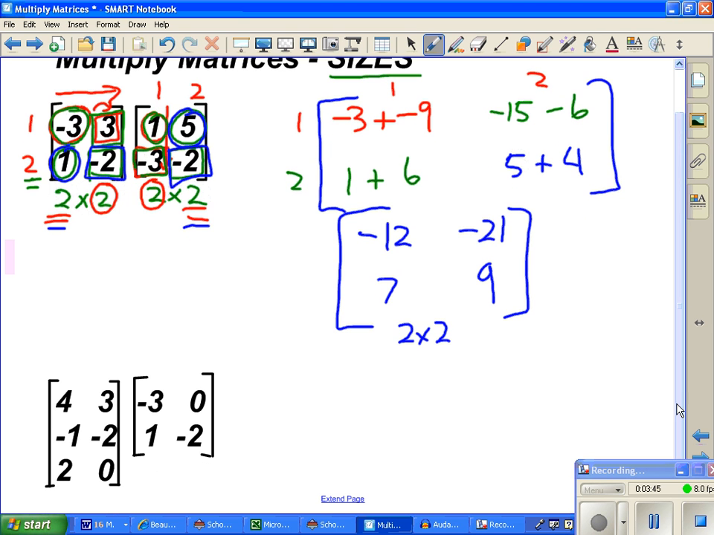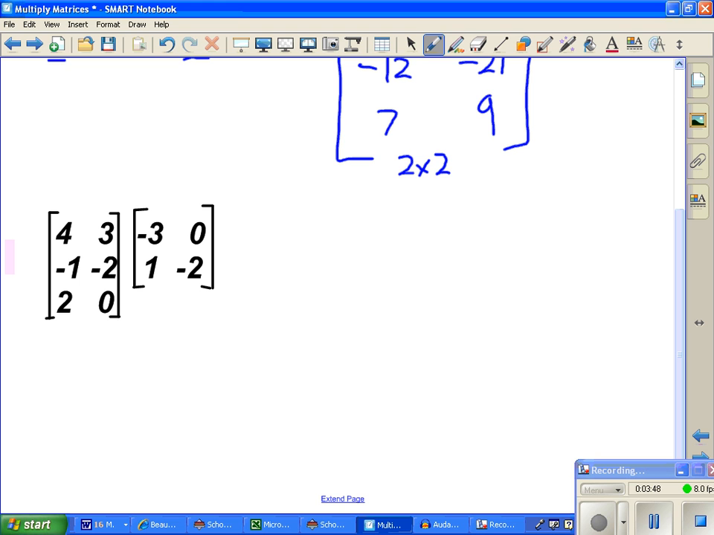Okay, now let's do some where the sizes are a little more goofy. Well, this is a 3 by 2, and this one here is a 2 by 2. So if we look at this, it is possible to multiply these, because my 2's are the same, and I'm going to end up with a 3 by 2 when I'm done, if I've done things correctly.